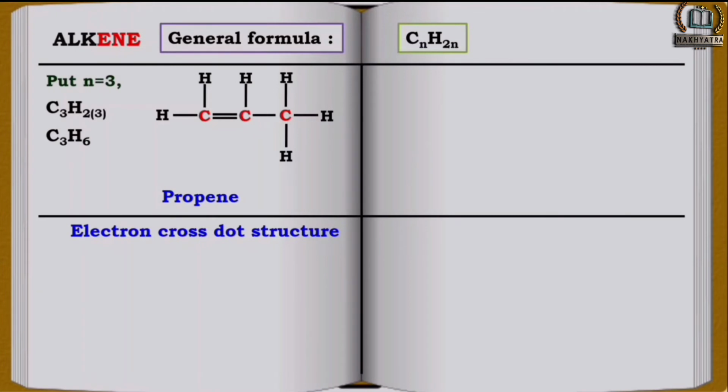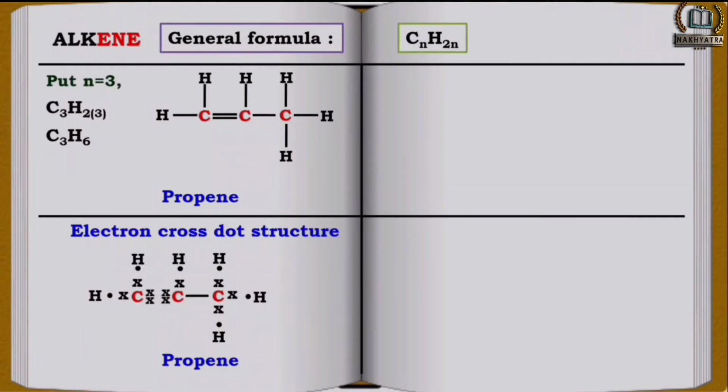The electron cross-dot structure of propene is also similar to the previous ones, where the dot represents the electrons of hydrogen and the cross represents the electrons of carbon.